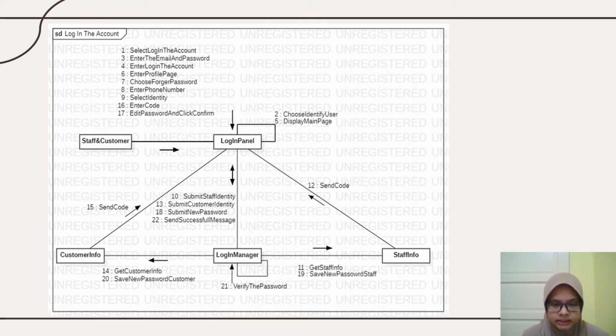From login panel to login manager, there will be submit staff identity, submit customer identity, submit new password, and lastly send successful message. And from login manager to customer info, there will be get customer info and save new password customer. Same goes to login manager from staff info, which is get staff info and save new password staff. And in login manager, there will be also verify the password. And from customer info to login panel and staff info to login panel, there will be send code. That is all. Now I will pass the presentation to Iwani.